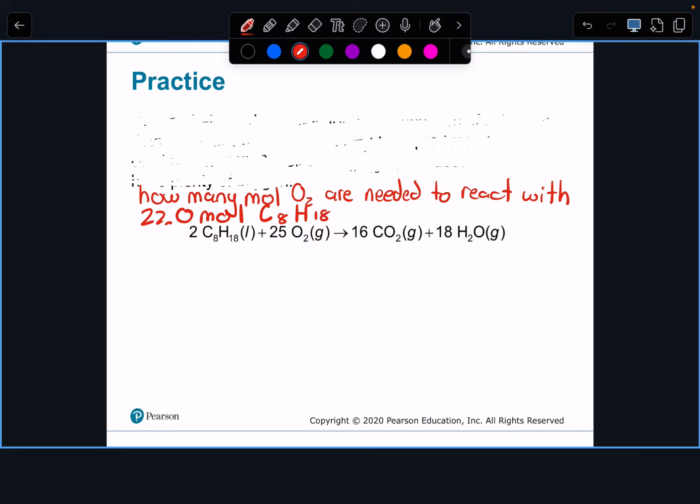Okay, so highlighting what we're actually looking at: 22 moles of C8H18. That's what we're starting with. So I know I'm going to have that as my starting point, 22.0 moles C8H18. Then I'm going to moles of O2. Why? Because that's the only other unit. It's a number with a unit, and then it's a unit by itself. Those are my only choices of where to start and where to end.